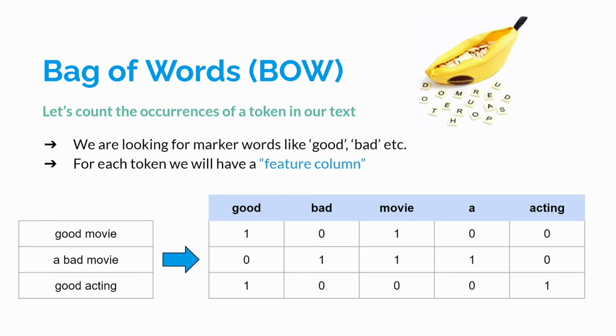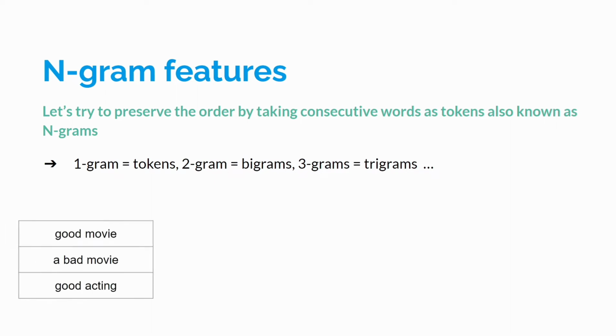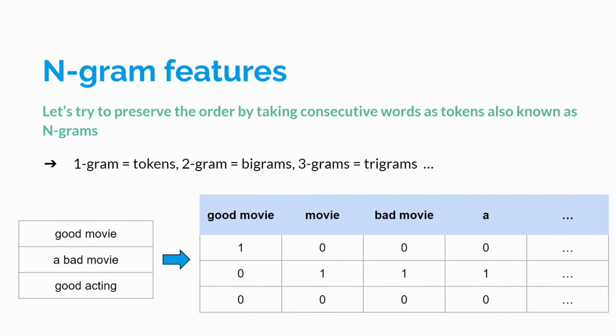So a 1-gram model will be simply called a token based model, 2-grams are called bigrams, 3-grams are called trigrams, etc. If we look at the similar reviews, but now consider both 1-gram and 2-gram features, we get this table, where you can see the good movie is populated as a single one in the first row, a bad movie got populated in the movie, bad movie, and good acting will have its own token.